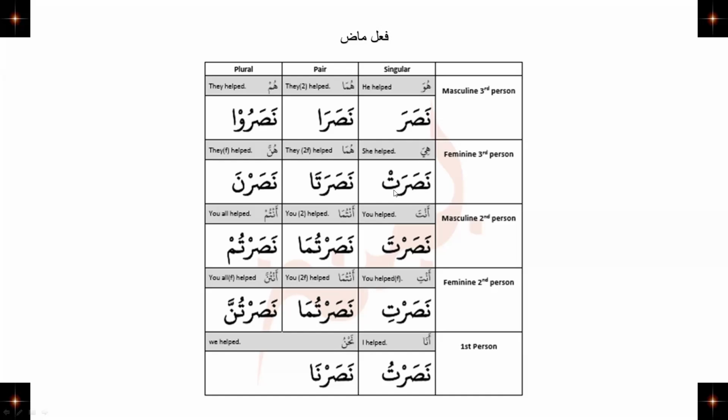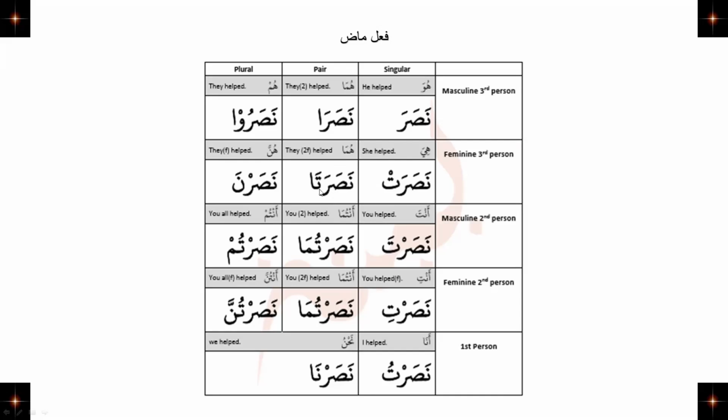Then nasarat here. This ta is for her. The difference between this nasara for huwa and nasarat is the ta. Of course, a lot of us know that ta is mostly represented by the feminine, right? But in this case, it is having sukun. Anytime you see ta with the sukun, it is representing a feminine singular, third person. So here, nasarat.